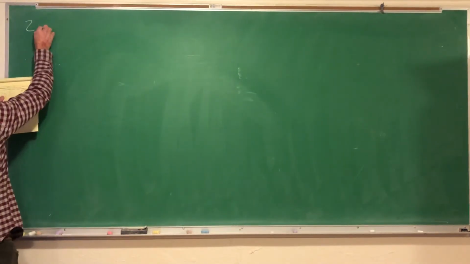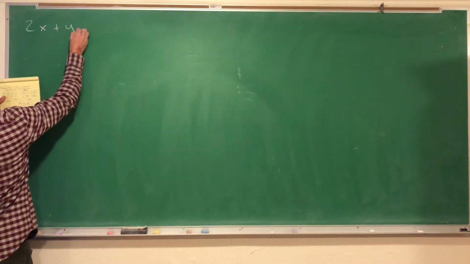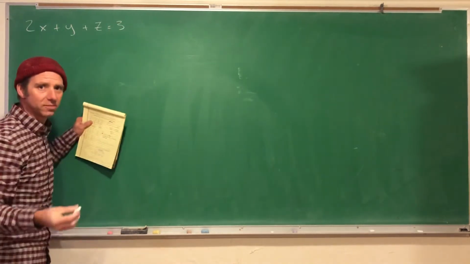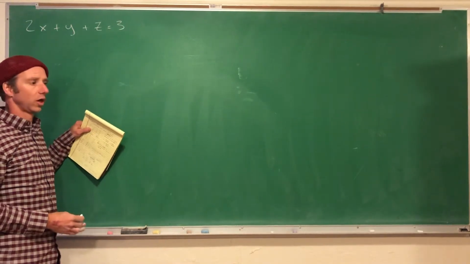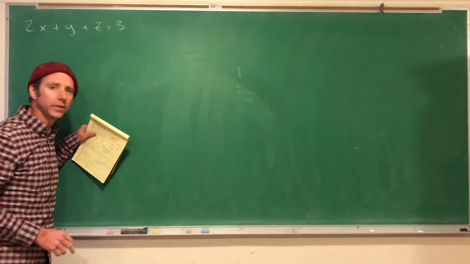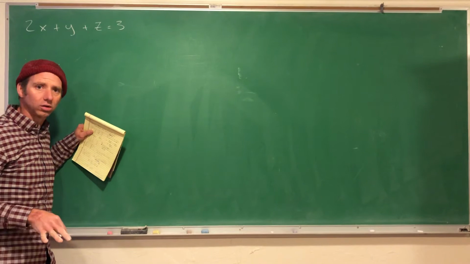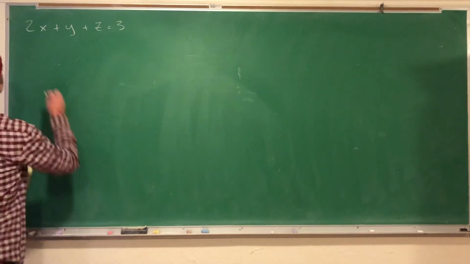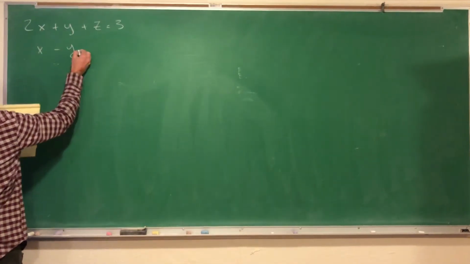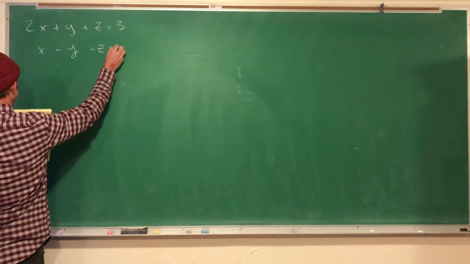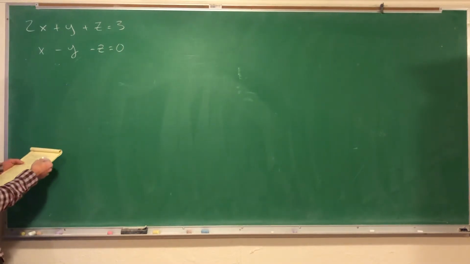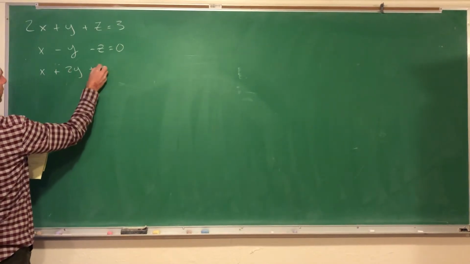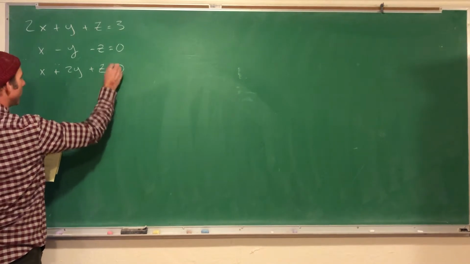So 2x plus y plus z equals 3. Now, of course, this is a manufactured problem to make the work a little straightforward for me, but this works for all systems of equations. Well, actually it doesn't. This doesn't always work for all of them. We'll talk about that one later. So x minus y minus z equals 0, x plus 2y plus z equals 0.